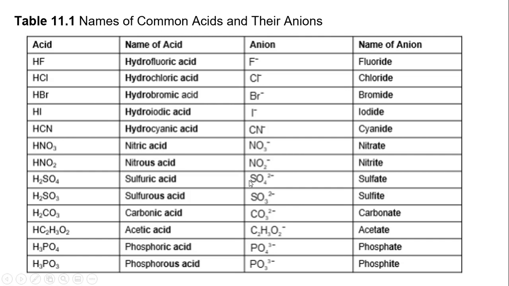Sulfate, add 2 H's to it, and it's going to be sulfuric acid. And sulfite, add 2 H's to it, sulfurous acid. Carbonate, carbonic acid, and that is with 2 H's, 2 protons added. Acetic acid from acetate. And then we have phosphate, which has 3, so you have to add 3 to it, phosphoric acid.